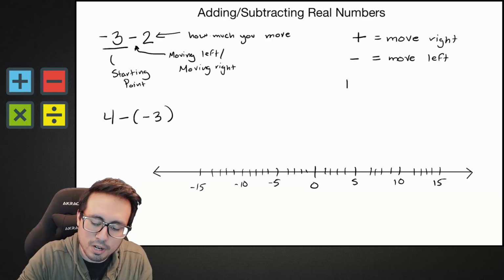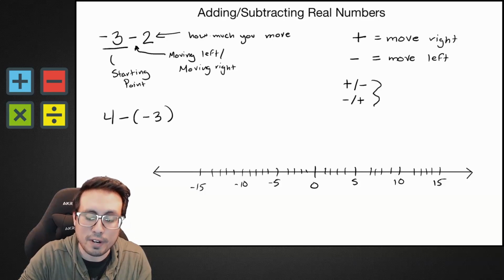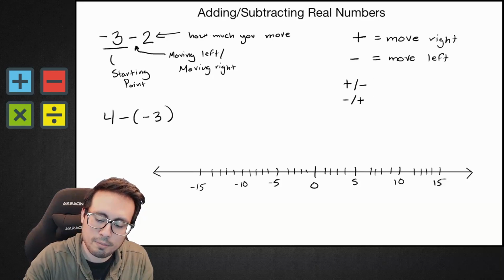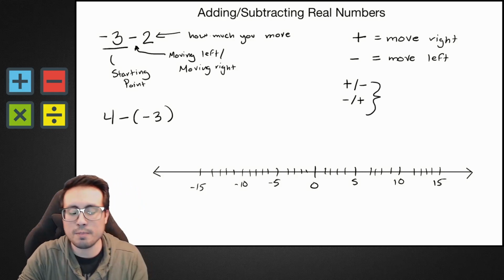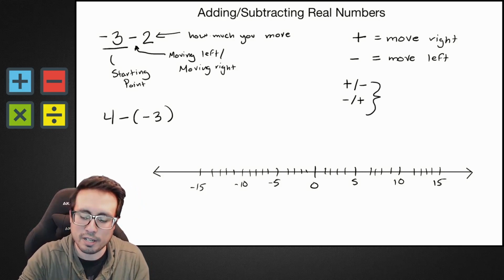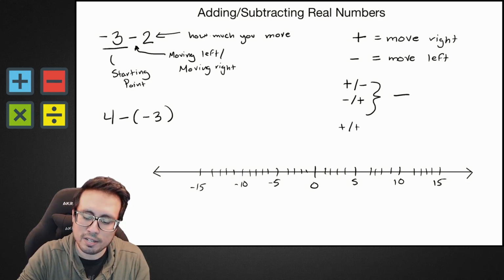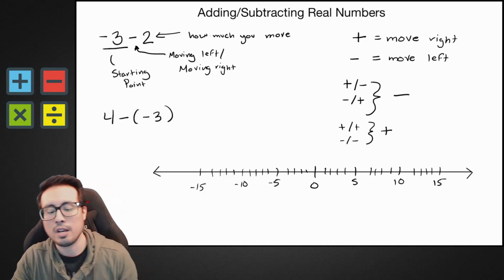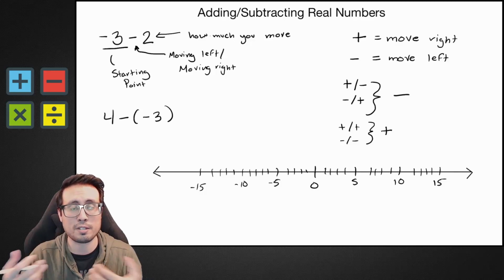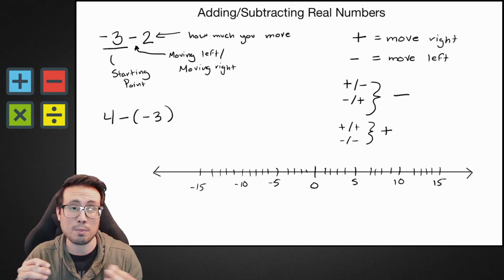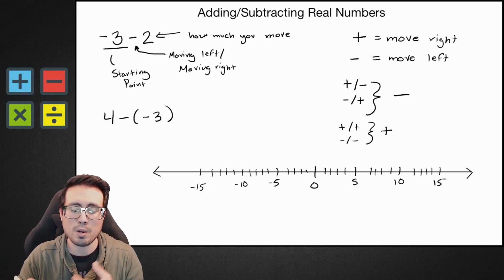If the symbols are different, so plus and minus or minus and plus, you can change it to minus, okay? If the symbols are the same, so plus plus or minus minus, you can change it to plus. So again, if the symbols are different, plus minus or minus plus, then you can change it to just minus.